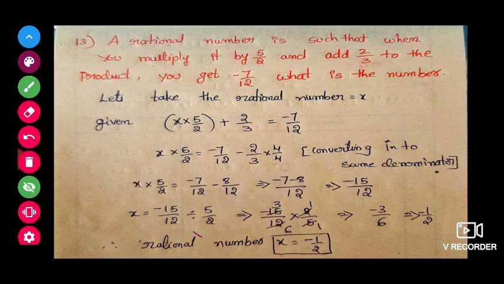Here I am doing the cancellation. That is 2 1s are 2, cross cancellation. 2 1s are 2, 6s are 12. 5 1s are 5, 3s are 15. So what is left in the numerator is minus 3 and the denominator is 6. Again we can do cancellation: 3 1s are 3, 3 2s are 6. So our rational number is minus 1 by 2. That's it.